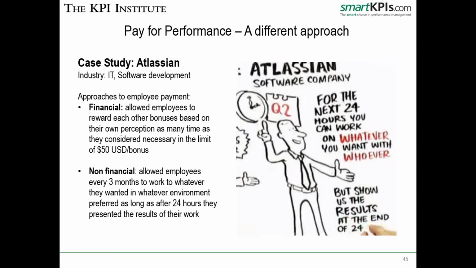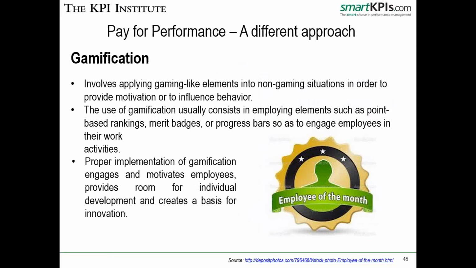Another way to reward employees is to look at non-financial means of rewarding them. For example, in this case, the same company allowed employees every 3 months to work on whatever they wanted in whatever environment they preferred, as long as after 24 hours they presented the results of their work. And indeed, there were a lot of achievements as part of these initiatives, a lot of new ideas that were generated, a lot of bugs that were solved.